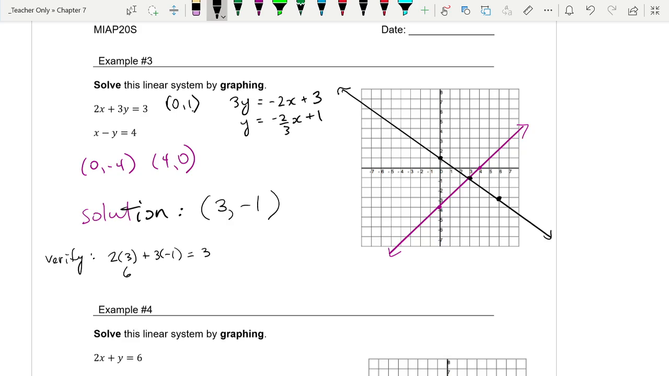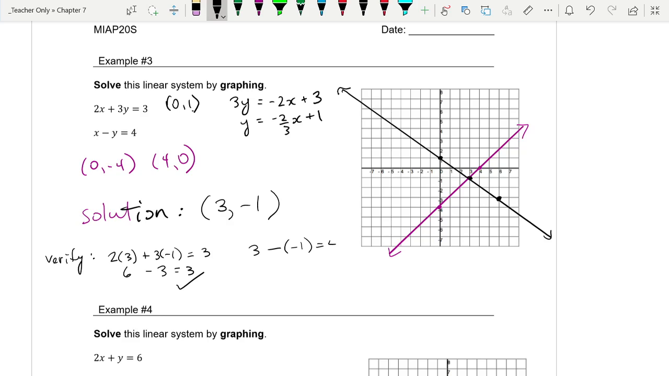So 6 minus 3 equals 3. Well, that's a true statement. So we're 1 for 2. That works, but you do have to try both equations. The other equation is x minus y equals 4. So x is 3. Now careful, this is such an easy thing to goof up. It's x minus y, so I'm minusing the y value.